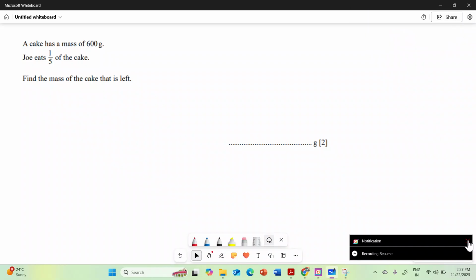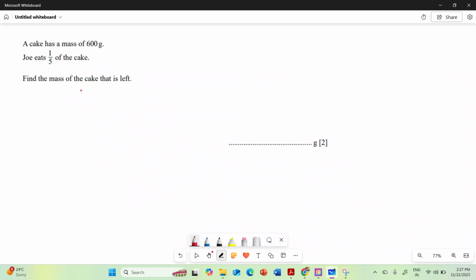Now here I have a question. A cake has a mass of 600 gram. The mass eaten is equal to 1/5 of the cake. So this is 1/5 of 600. Now if you calculate this, 600 divided by 5, you will get 120. So this is 120 mass eaten.